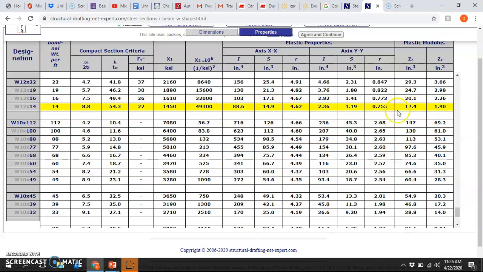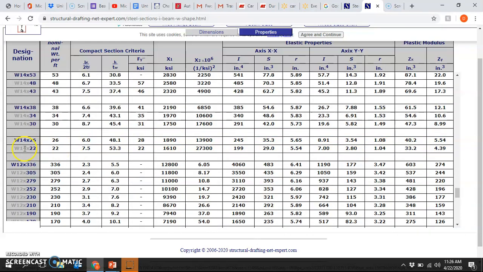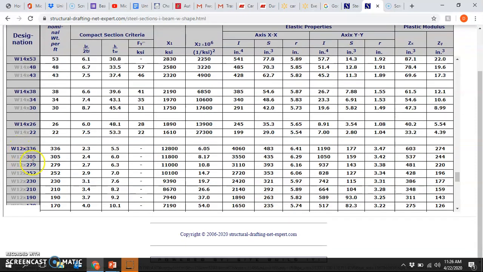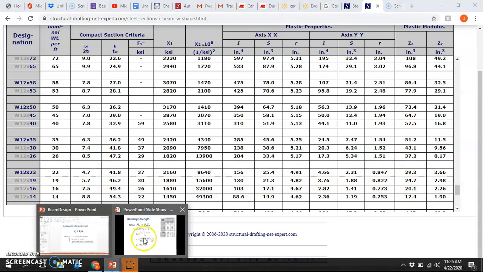Let's look at W14s just to make sure. The lightest W14 is W14 by 22, which is already more than the W12 by 16. So I know with confidence that this W12 by 16 is the lightest member that can support the bending moment. So I'm going to choose W12 by 16.